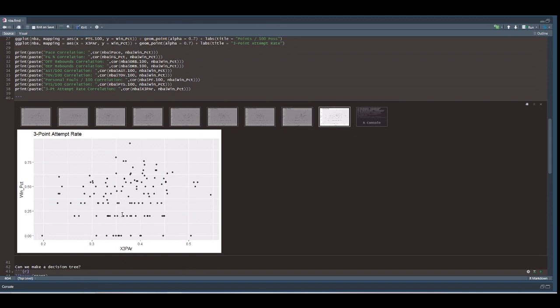And 3-point attempt rate was just kind of all over the board. Which surprised me because 2017, I believe, was either Durant on the Warriors or the tail end of the Warriors destroying everybody, and that was when the three ball really took off.